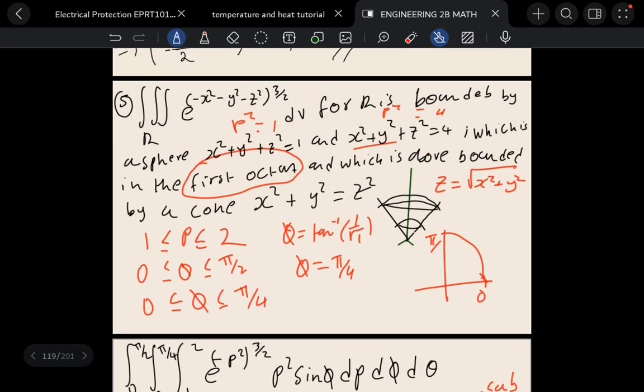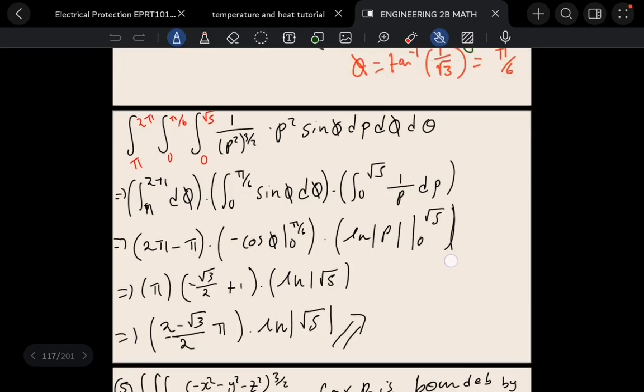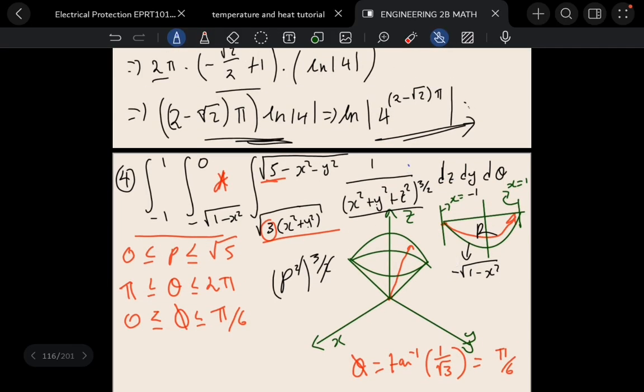So that's it on spherical coordinates. You can try more examples on this one, especially these ones.